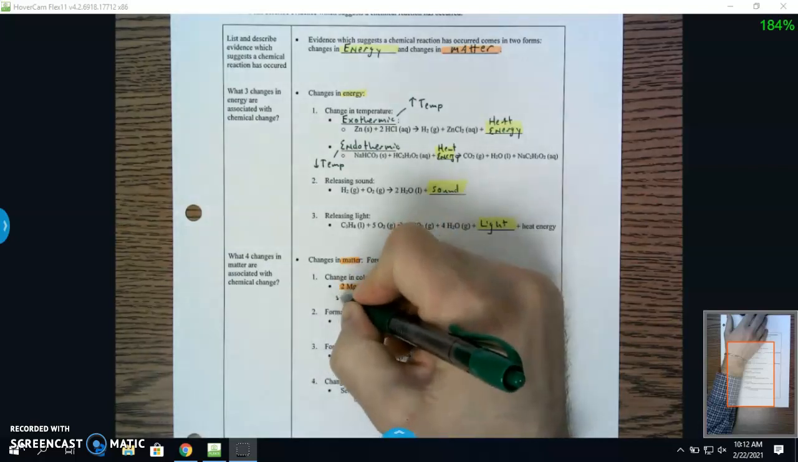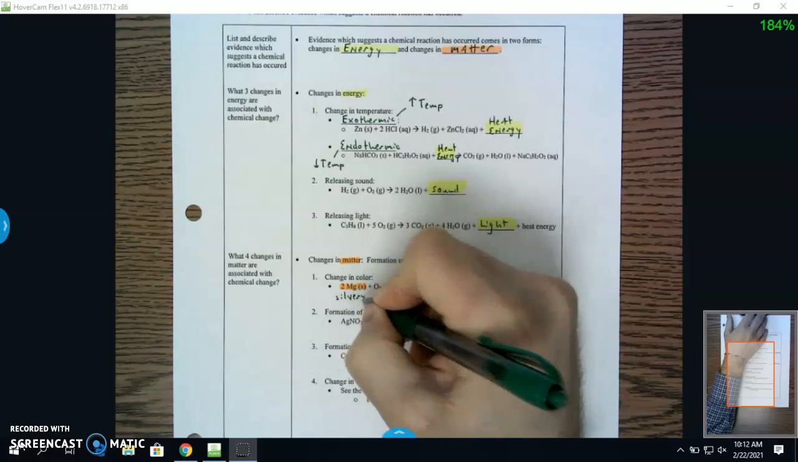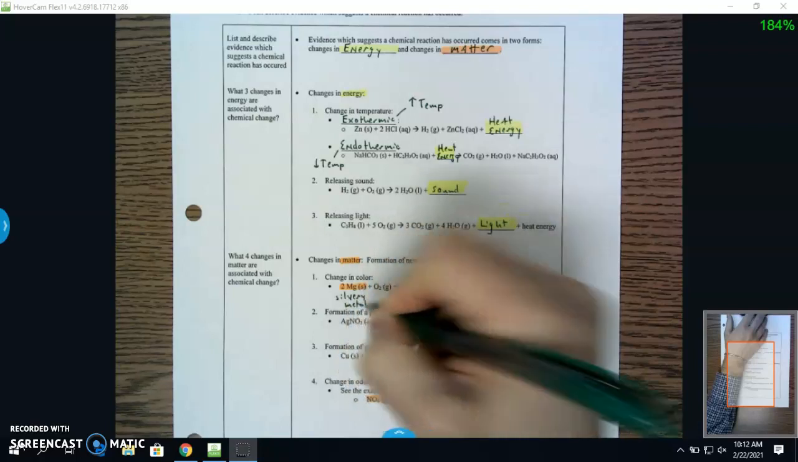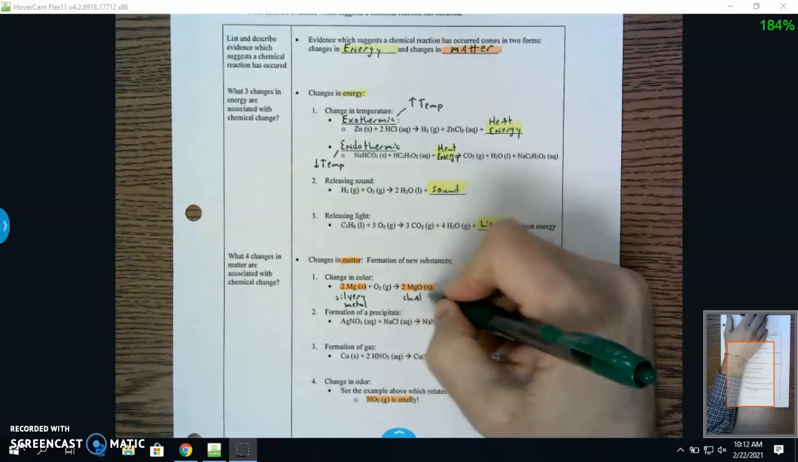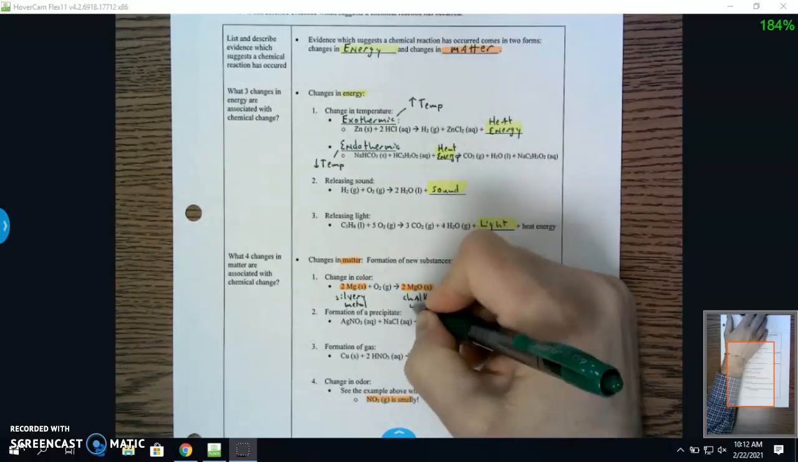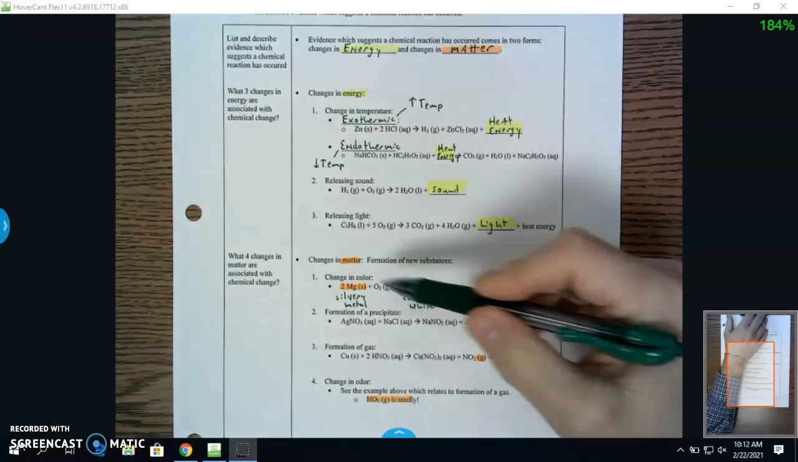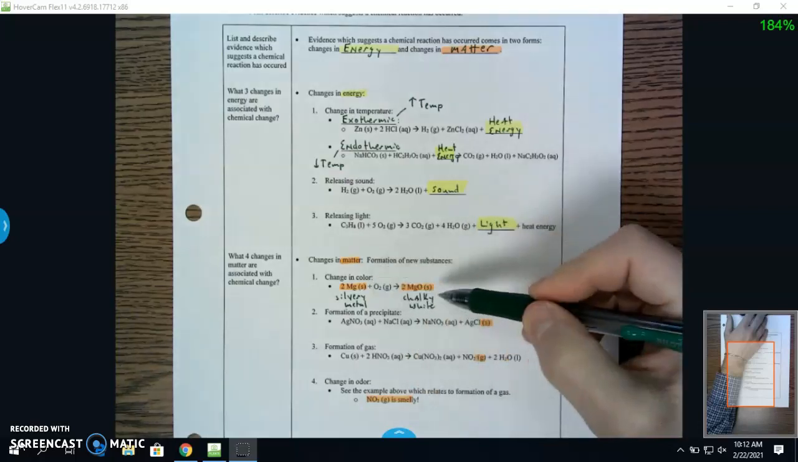So I'm going to put silvery metal, and on the product side, I'm going to put chalky white. Again, because there's a change in color, that's a pretty good indicator that there's a chemical change.